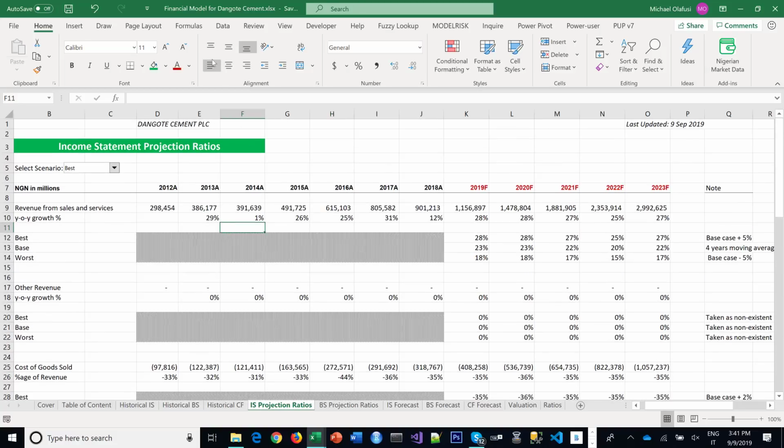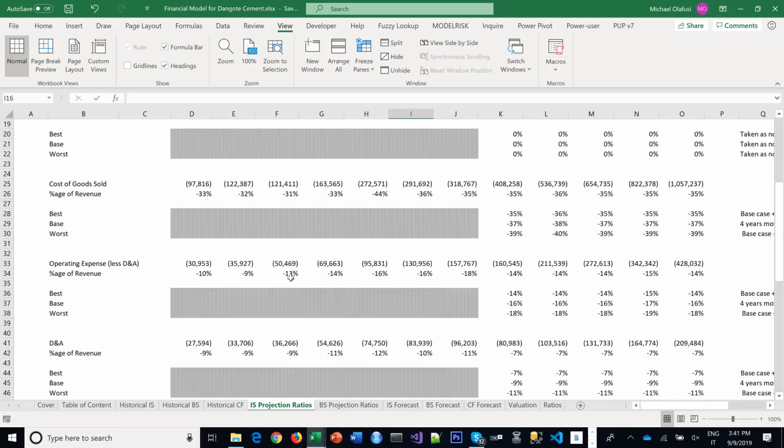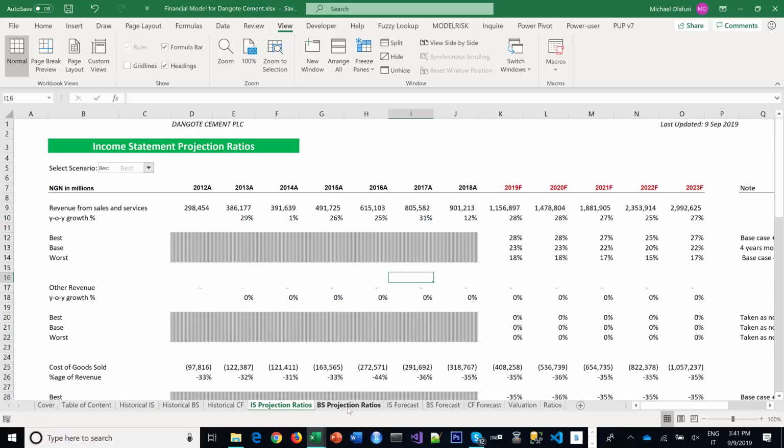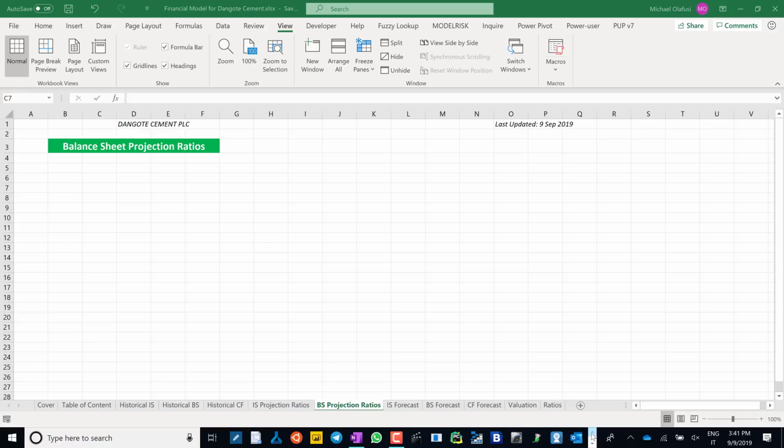And like I already mentioned, I like to turn off the grid lines, so it looks a lot neater. Okay, so I go to the balance sheet projection ratios. And just to check that this is recording. Okay, so it's recording. Great.